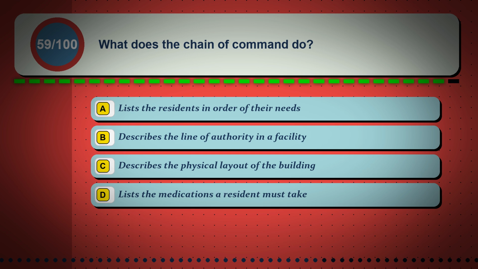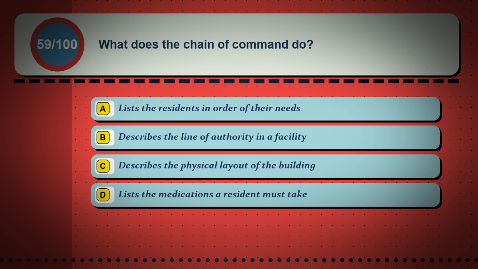Question 59. What does the chain of command do? Option A. Lists the residents in order of their needs. Option B. Describes the line of authority in a facility. Option C. Describes the physical layout of the building. Option D. Lists the medications a resident must take.